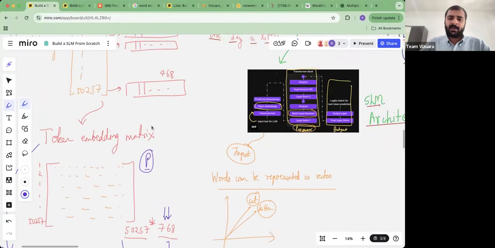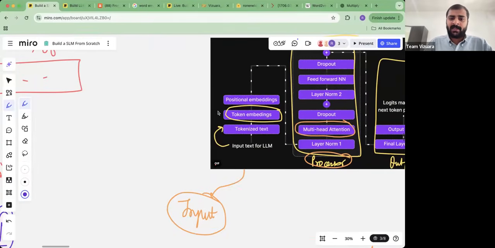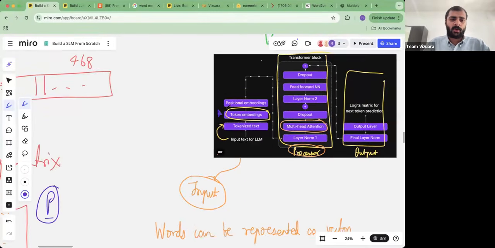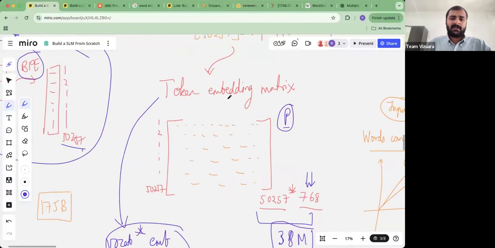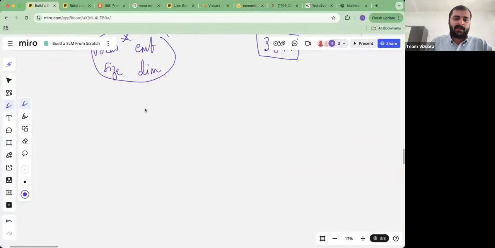So that's the first step. We had token IDs and we converted them into token embeddings. There is a second step which we are going to learn about right now, and that's something called position embeddings.